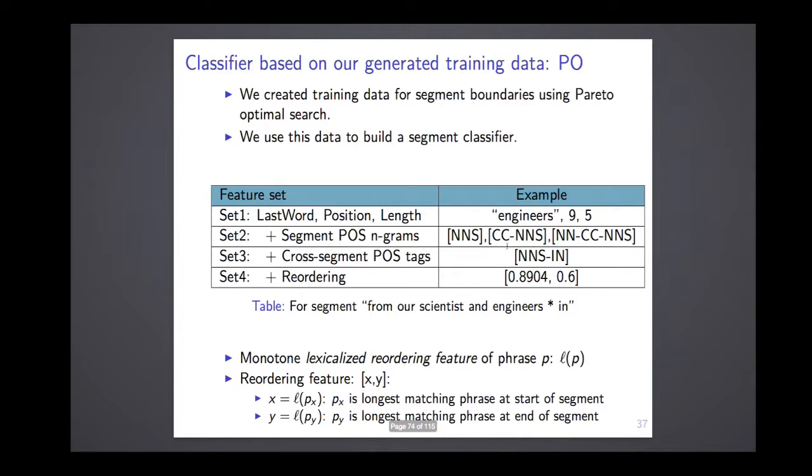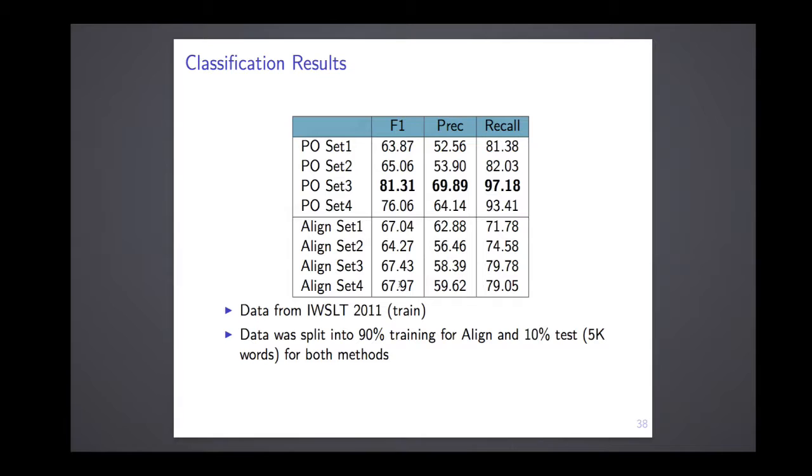So this is set 1, set 2, set 3, set 4. You can see that the reordering features don't work all that well. The PO segments seem to be performing pretty well. You get astonishingly high recall in this particular setting of features, which is quite good. And the data was from IWSLT.